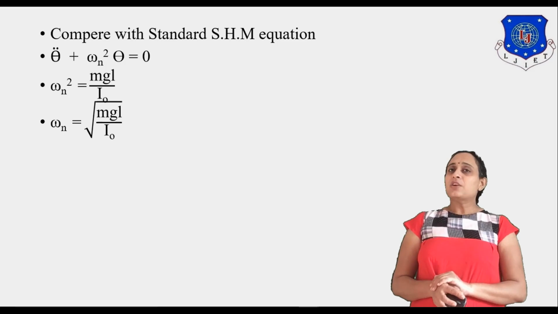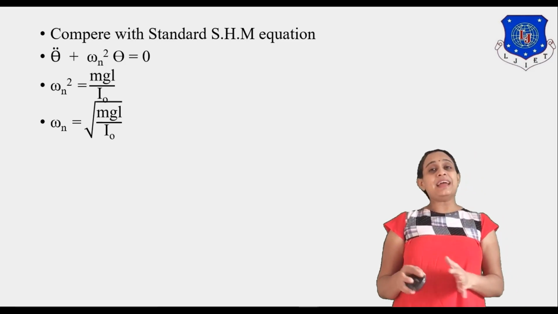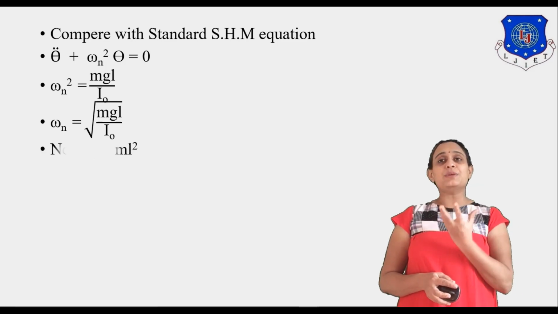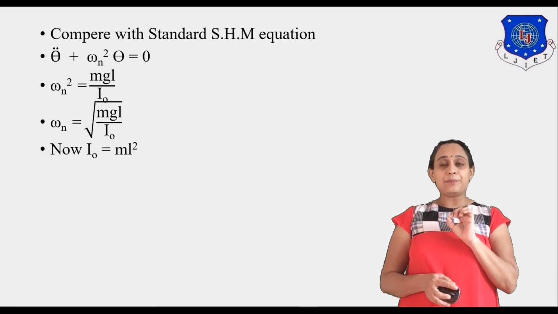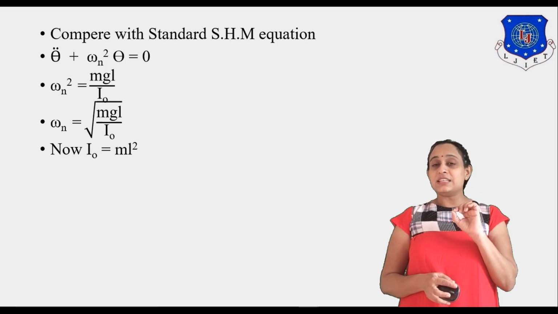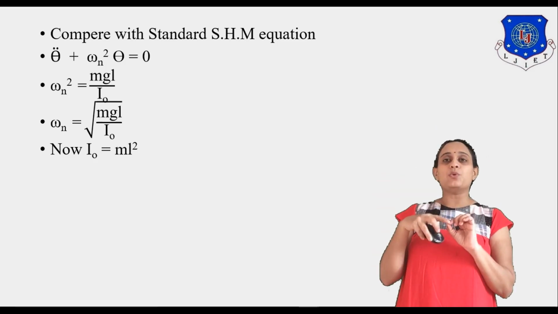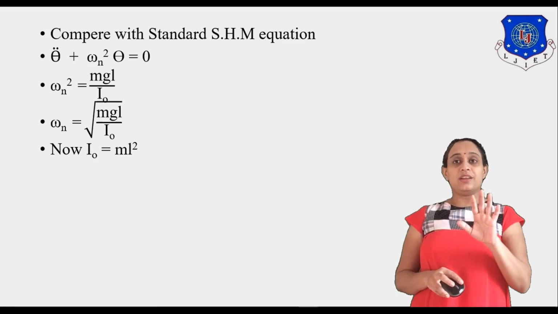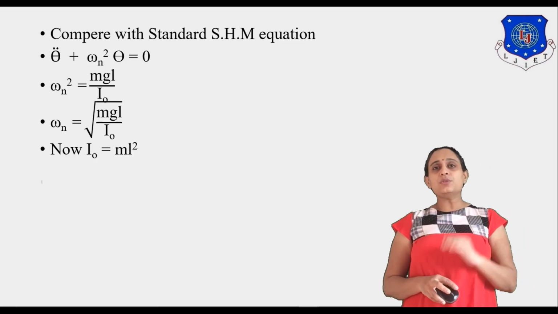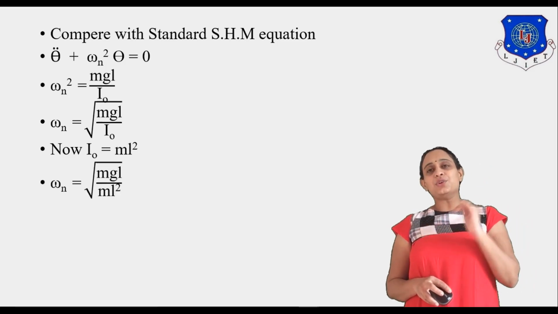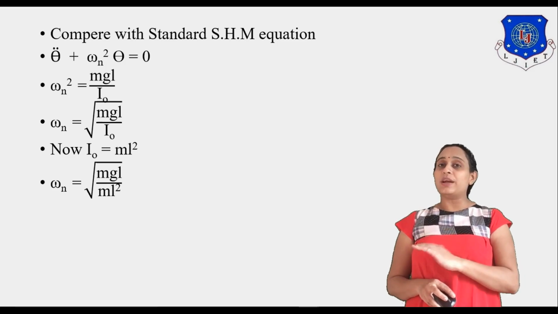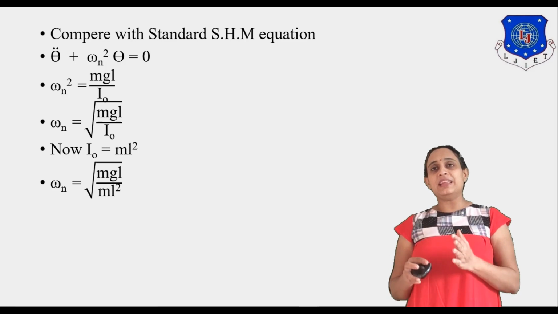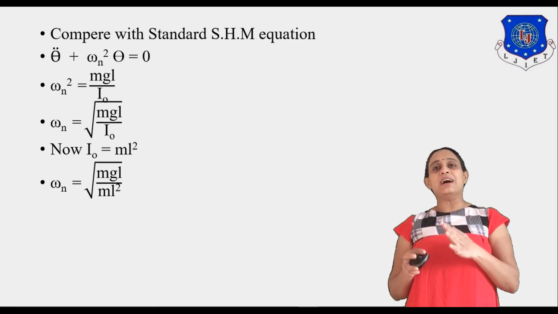Now what is the I0 value? It is m l square, because our Cg is at the center of the bob of mass, which is the point mass m, at a perpendicular distance L. It means m into L square is our I0 in our case. So omega n is equal to under root of mgl upon m l square. Hence for the simple pendulum, our equation is under root of g by L.